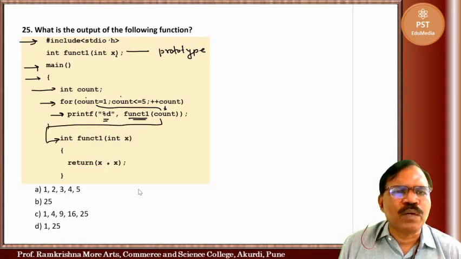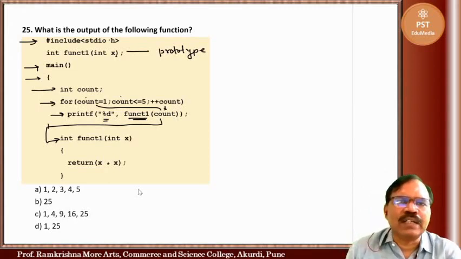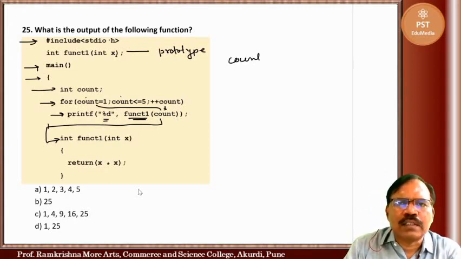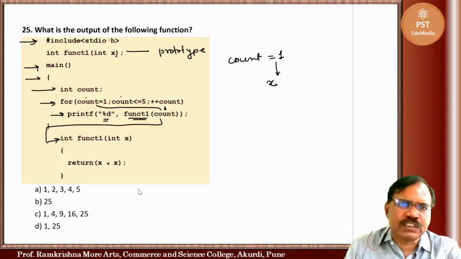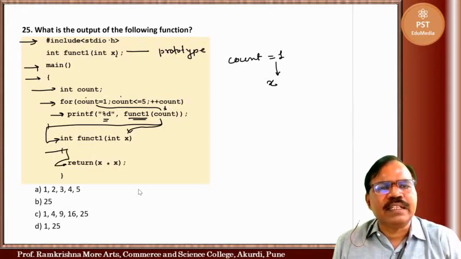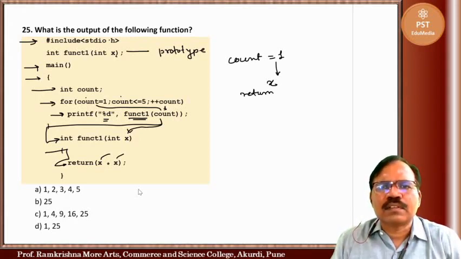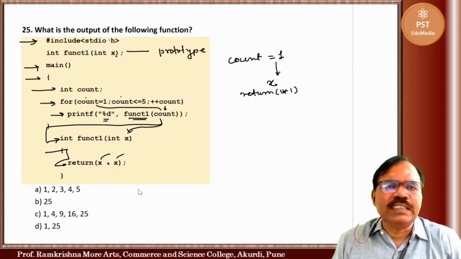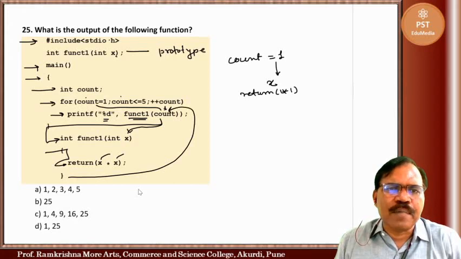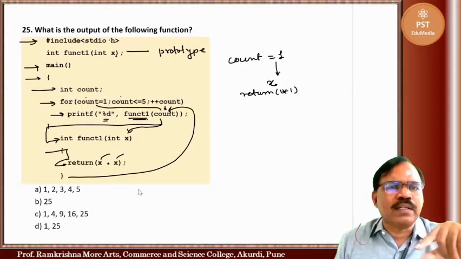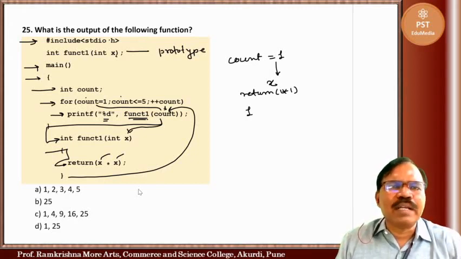So it will go to the function, funct1. What happens? Count is 1. The value of count is copied in x. Then it enters here. Now return x star x means it will return 1 star 1. That is, 1 is returned. So control will come back. What is the value of the function now? 1. That is printed. Then count becomes 2.